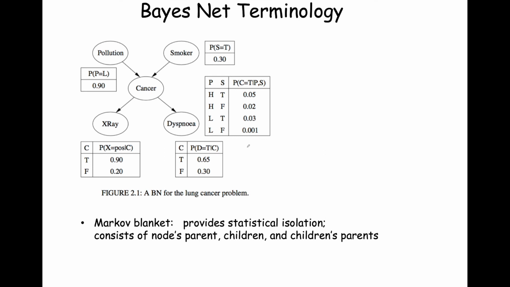And so there's another concept that's really important called the Markov blanket. The Markov blanket provides statistical isolation. This Markov blanket can be calculated from the graph, from this visual Bayesian network, by taking a node, looking at its parents, and its children, and its children's parents. And it just so happens, if you condition a node on all of the other nodes in its Markov blanket, it will be independent from all the other nodes in the graph.